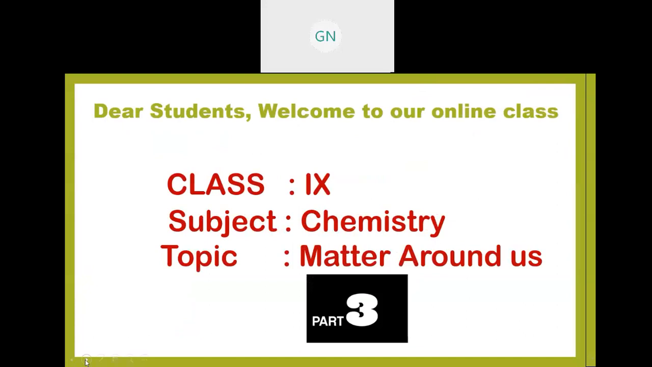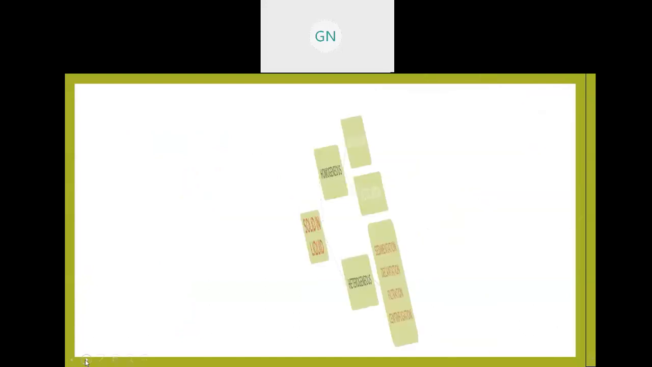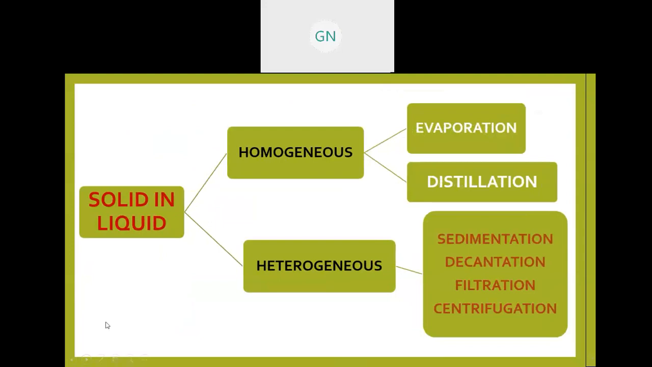Class 9, Chemistry, topic: Matter Around Us. Part 3, we are going to discuss separation of mixtures, solid in liquid. If it is a homogeneous mixture, there are two ways to separate the components: evaporation and distillation. If it is a heterogeneous mixture, the methods are sedimentation, decantation, filtration, and centrifugation. These are the methods that can separate the components from a mixture.